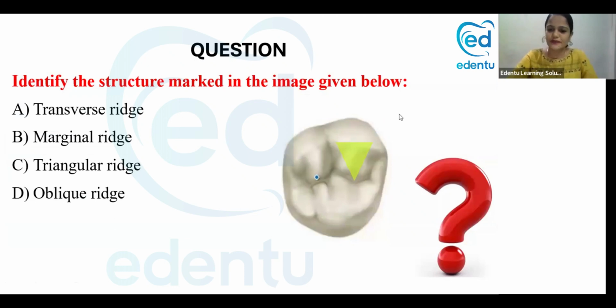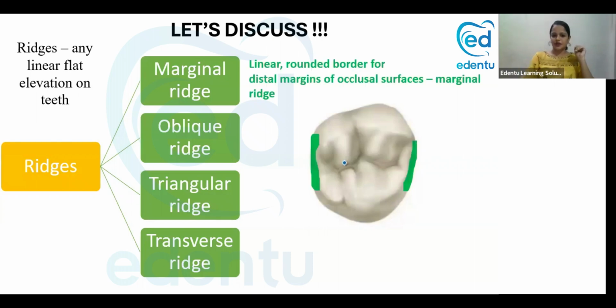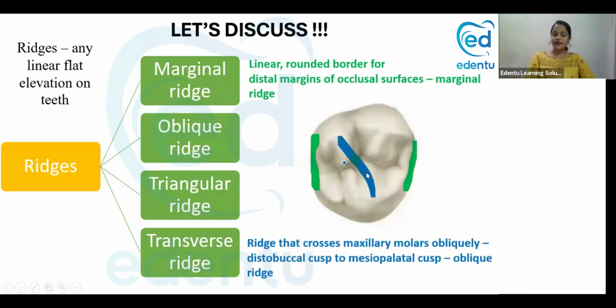Because usually, ridges are any kind of linear flat elevation present on the teeth. There are many kinds of ridges, like facial ridges, lingual ridges, and occlusal ridges. But for the discussion's sake, we will be focusing on these 4 ridges mainly because they are given in the options. First is the marginal ridge. The marginal ridges are the linear rounded borders forming the mesial and distal margins of the occlusal surface. Then we have the oblique ridge.